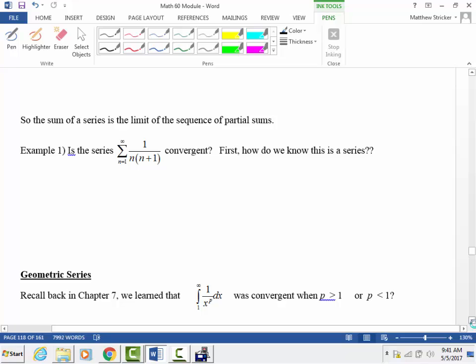We have a series here. We have a series 1 over n times n plus 1, and we're asking, is this series convergent? In other words, if we add up all the terms, do they tend towards one value, or do they explode on us? Now, just looking at it, what do you guys think? Looks like it might go towards one value. Think about that for a second.